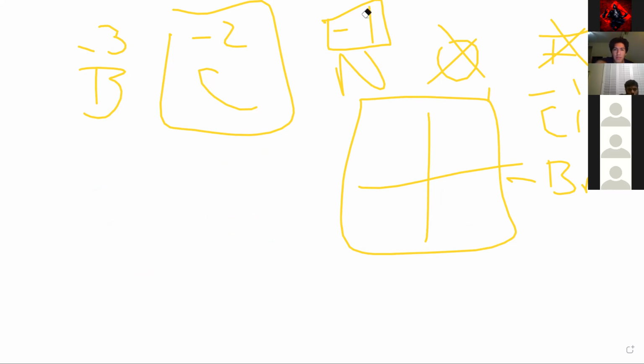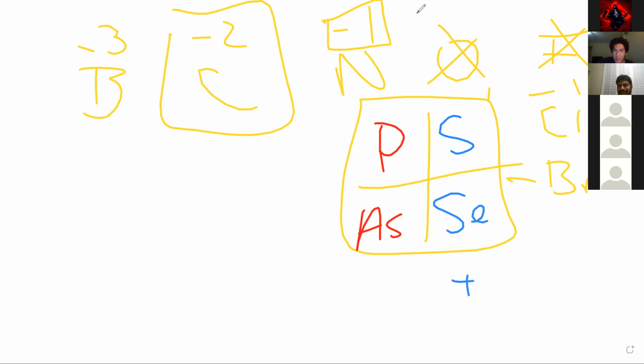So this is P. Oh my God. Okay, wait, hold on. I don't know why it's not changing colors. Okay, there you go. P, then AS, then S, then SE. And I should have done it in different colors. Okay. So S and then SE. So these are -2, and then these are -3. Okay.